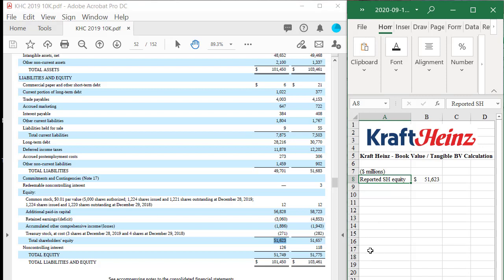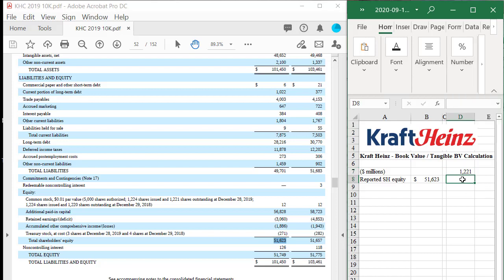Now we can input the number of shares. We could do it down below, or in another column, so why don't we just use this right here? Sometimes these companies have the number of shares listed right on the balance sheet. Other times you have to search for outstanding shares. But we can see here that Kraft Heinz had at the end of 2019 1,224 million shares issued and 1,221 outstanding. So we'll use that 1,221 figure.